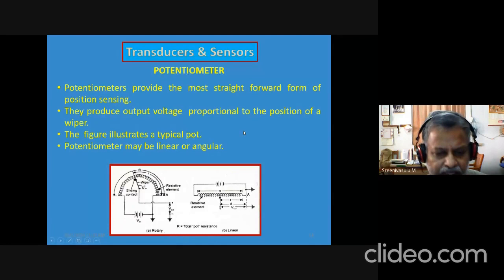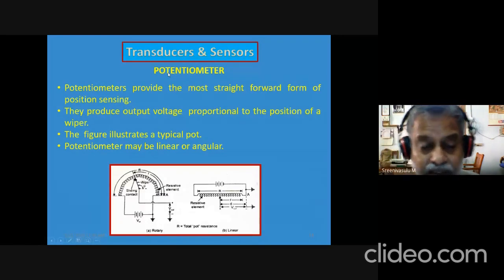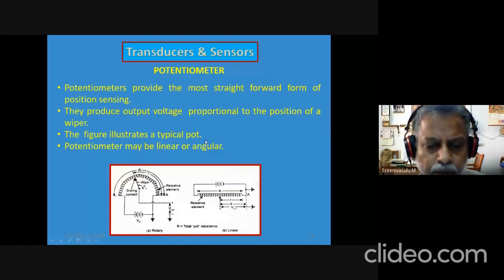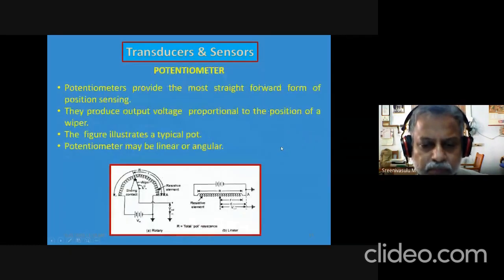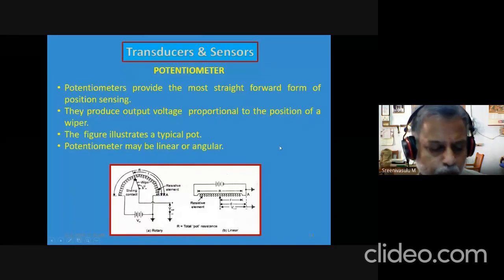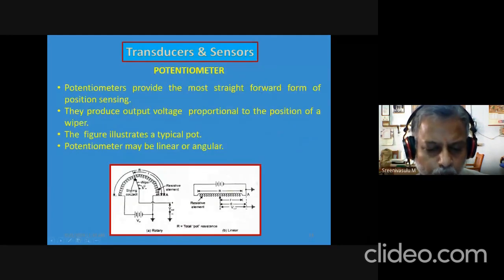The figure illustrates a typical pot, in the sense potentiometer. The first three characters of potentiometer are pot. A potentiometer may be linear or angular. Okay, potentiometer can be linear or angular. You can put it in your own words.